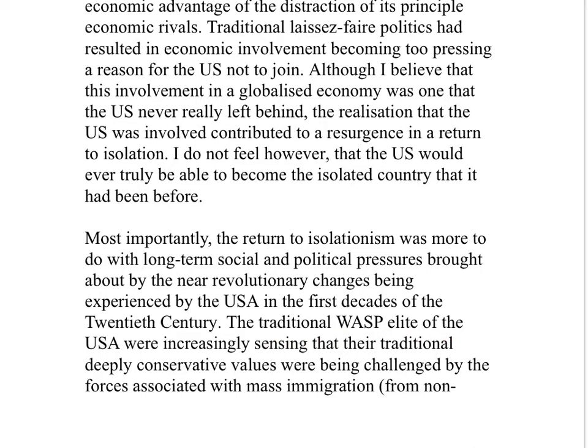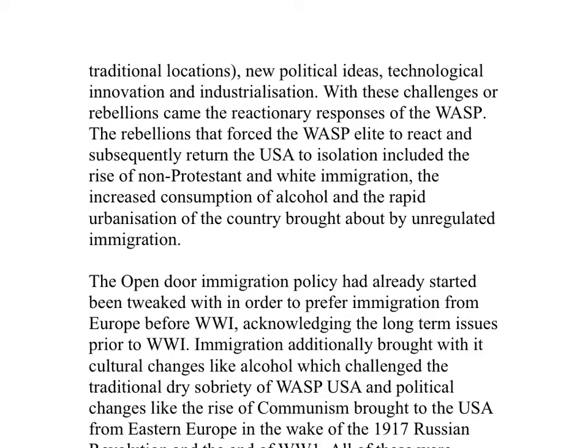The traditional WASP elite of the US were increasingly sensing that their traditional deeply conservative values were being challenged by forces associated with mass migration, additional locations, new political ideas, technological innovation, and industrialization. So these are the other factors that need to be considered.